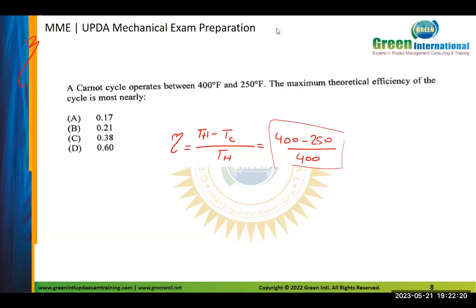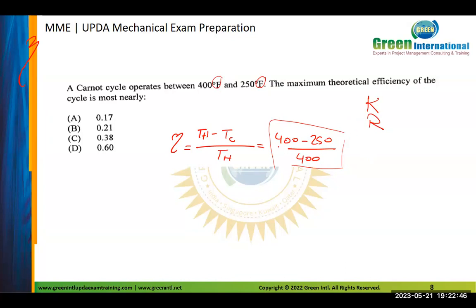Why? Because we have a problem with the temperature. Temperature must be absolute. What is the meaning of absolute? Kelvin or Rankine, one of these. This is Fahrenheit. So, as you wish, you can change it to Rankine or to Kelvin in the conversion calculator.